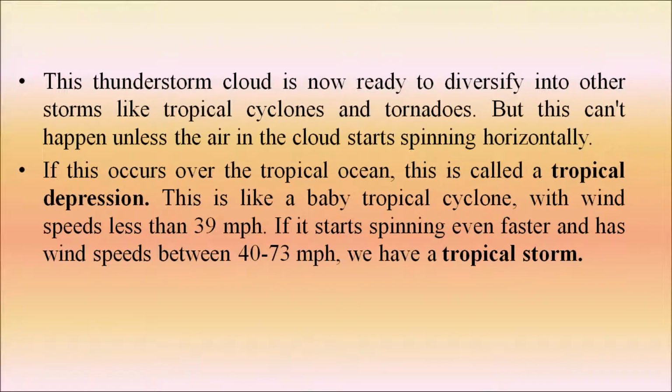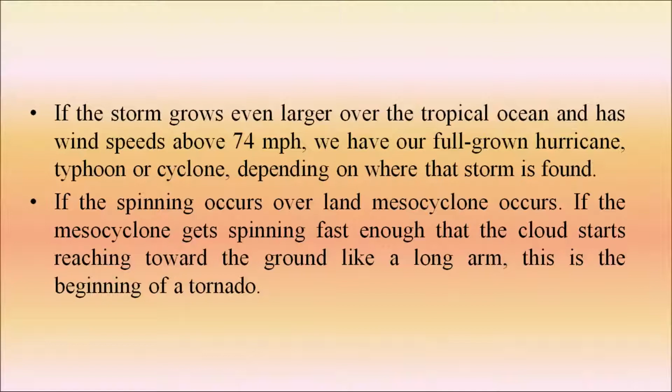If it starts spinning even faster and has wind speeds of 40 to 73 miles per hour, we have a tropical storm. If the storm grows even larger over a tropical ocean and has wind speed above 74 miles per hour, we have our full grown hurricane, typhoon or cyclone, depending on where the storm is found. If the spinning occurs over land, a mesocyclone occurs.